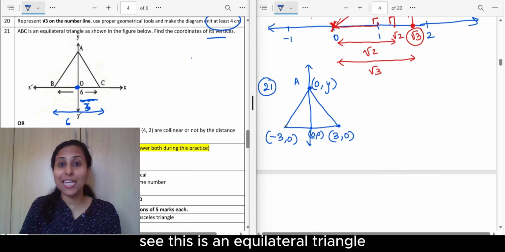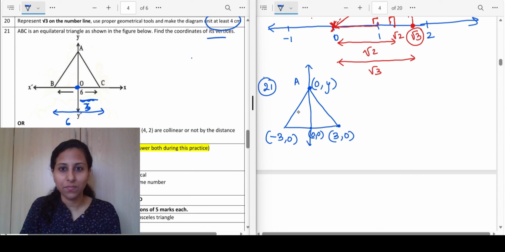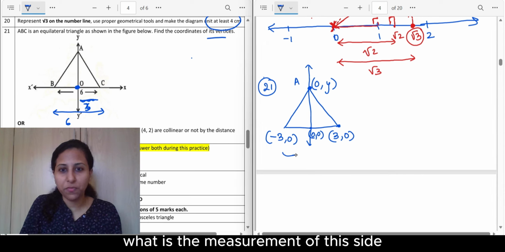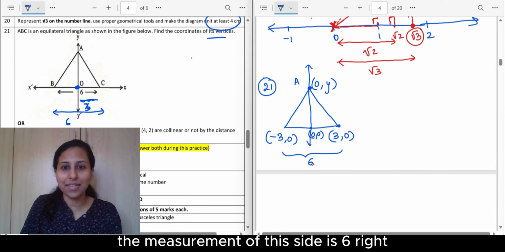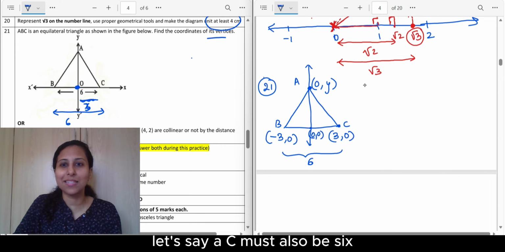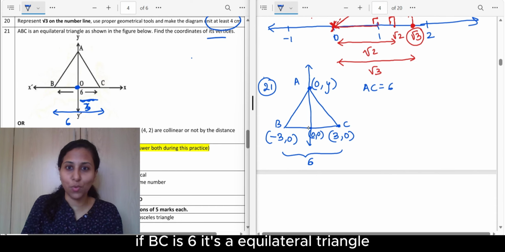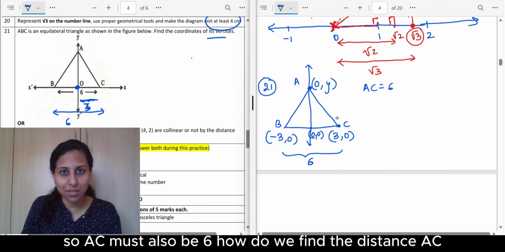See, this is an equilateral triangle. An equilateral triangle means all side measurements are equal. What is the measurement of this side? The measurement of this side is 6, right? So if that is the case, we know that the measurement of, let's say, AC must also be 6. If BC is 6, it's an equilateral triangle, so AC must also be 6.